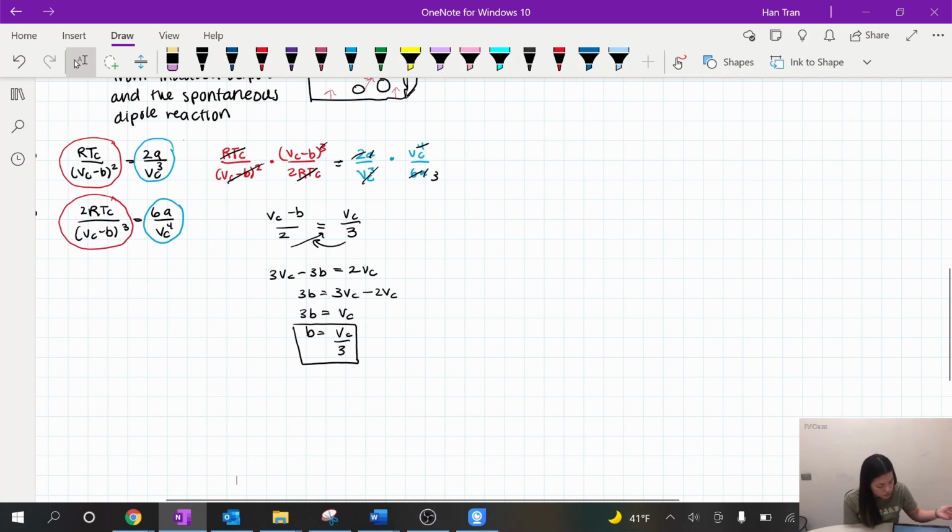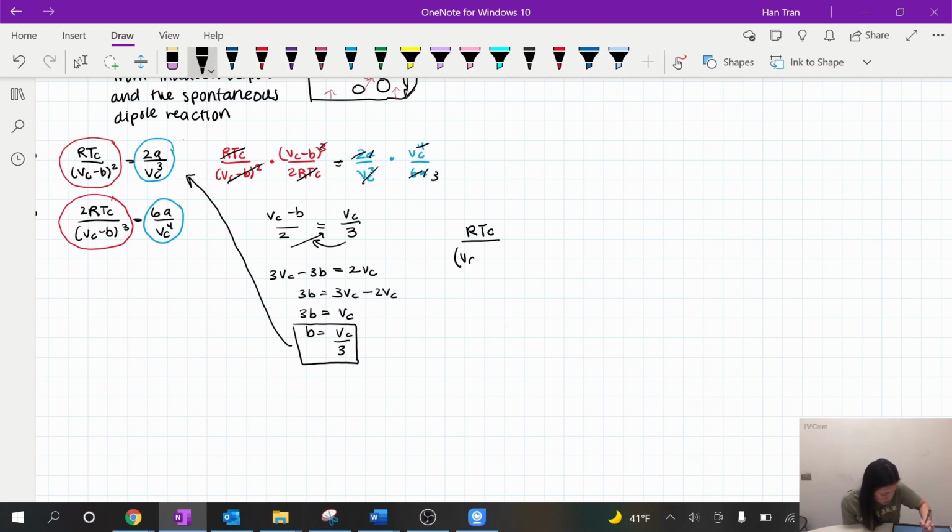So now that we have our parameter B, we're going to take our parameter B and plug it back into this equation up here to solve for our parameter A. So we're going to have the gas constant R times the critical temperature over the quantity of the critical specific volume minus B, which in this case is the critical specific volume over 3 squared, equals 2 times A over the critical specific volume cubed. We are going to have the gas constant R times the critical temperature over 2/3 the critical specific volume squared equals 2A over the critical specific volume cubed.